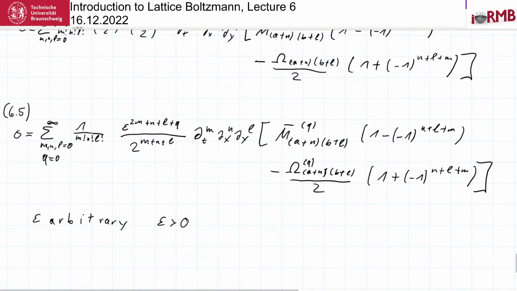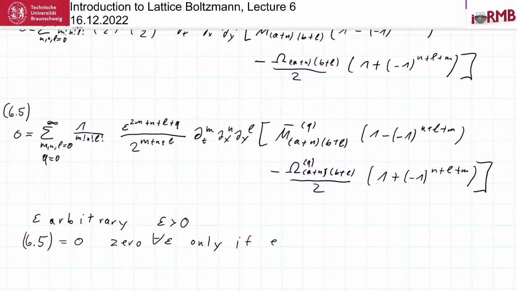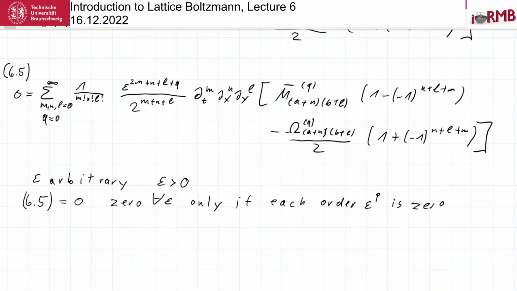What happens if epsilon is larger than 0? We have this equation 6.5, we know this is equal to 0. So this is 0 for all epsilon, right? And it would be 0 for all epsilon only if each order epsilon to the power p is 0. So, reminder from high school, right?